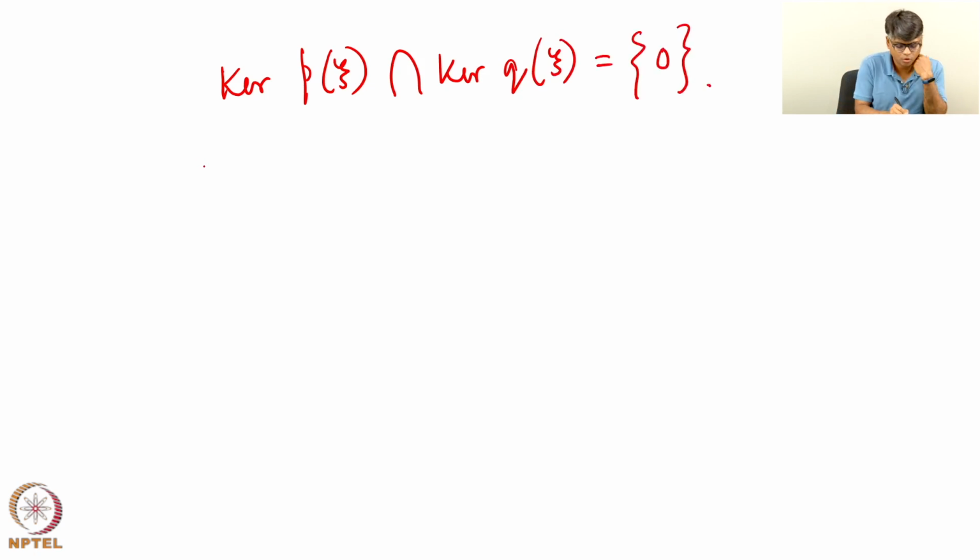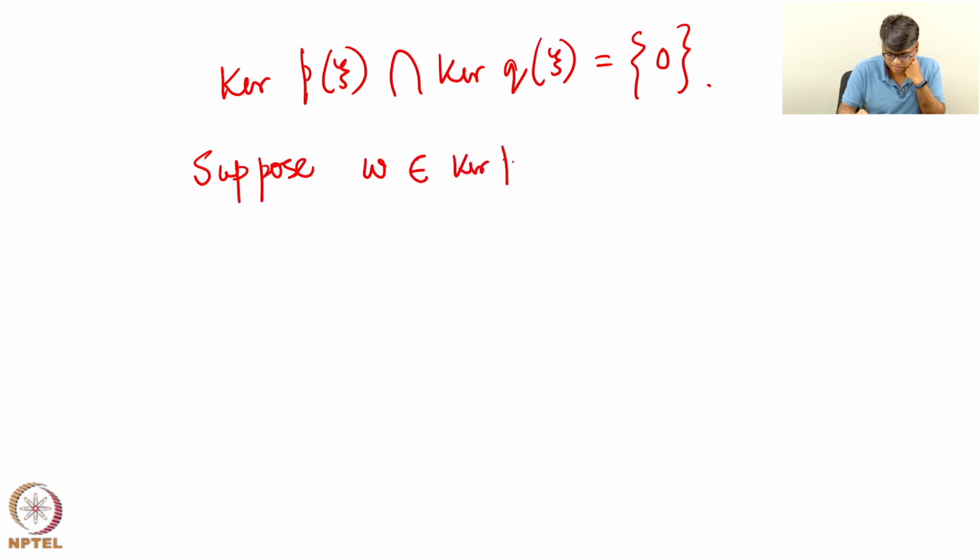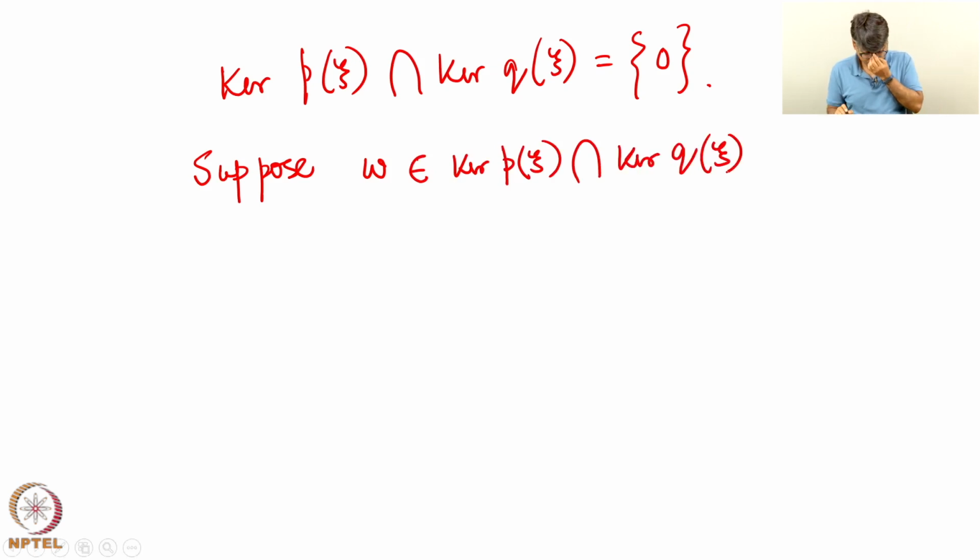How do we prove it? Prove by contradiction. Suppose not. Suppose there is a W which belongs to both these kernels. It's killed by both of them. It's here, it's also here. Okay. Then what do we do?